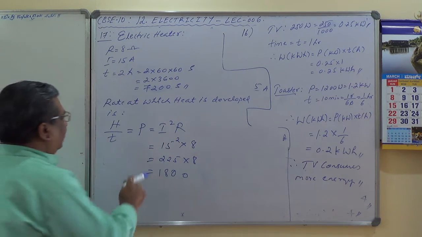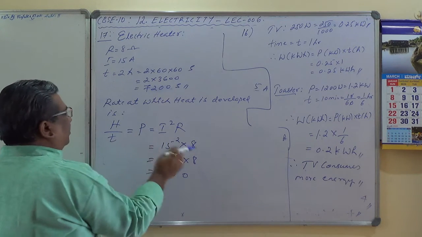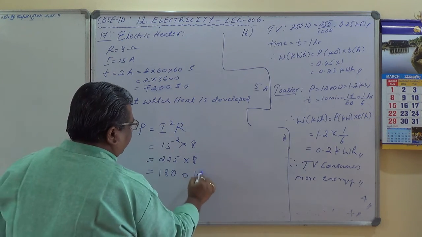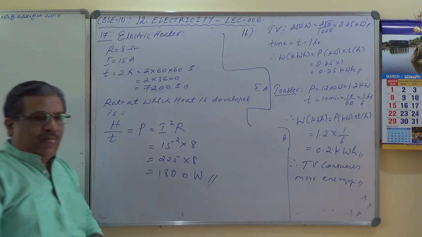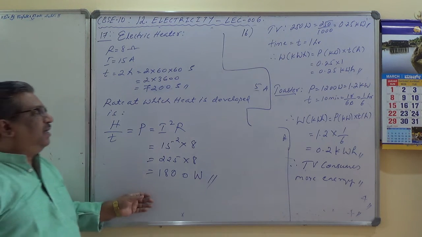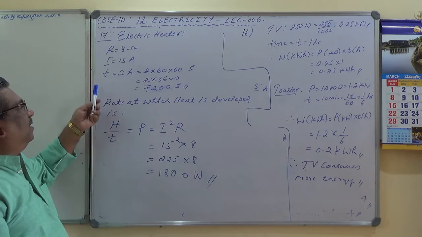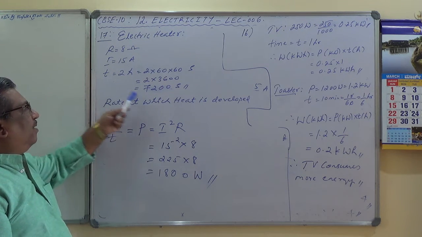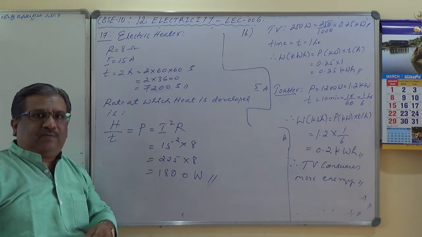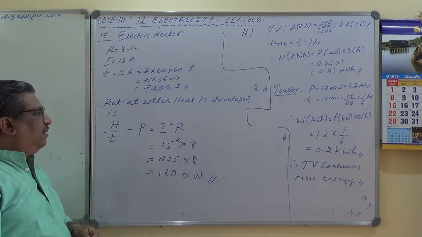1800. What is the unit of measurement? Power, watts. This is the power. I hope you are understanding here. We are not at all taking the 7200 seconds. Why are we not taking this time at all here?